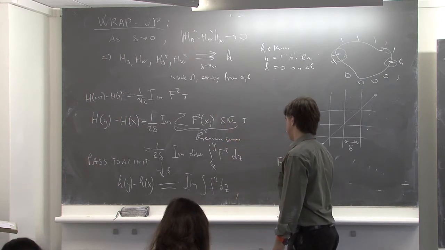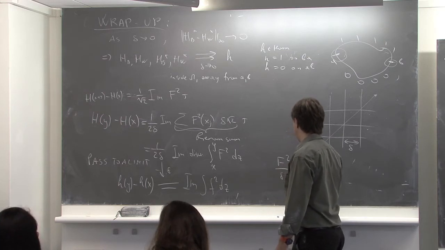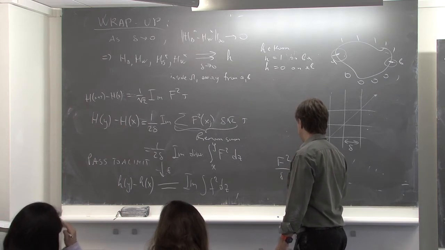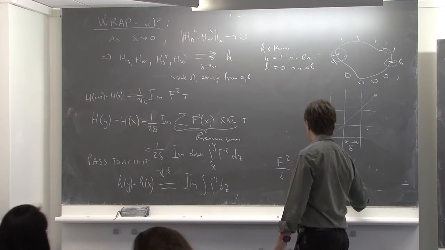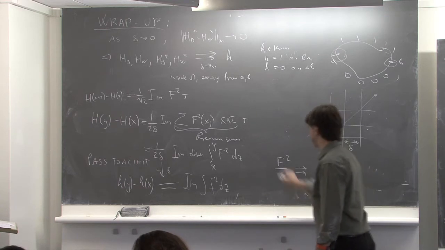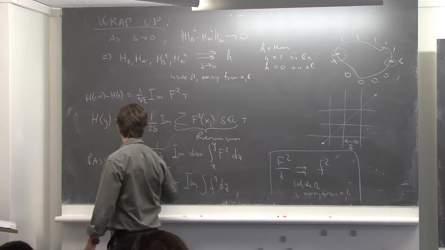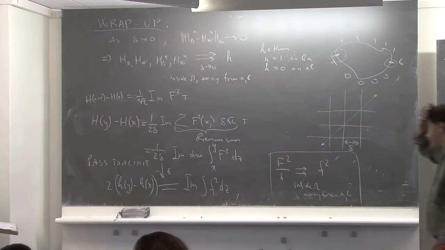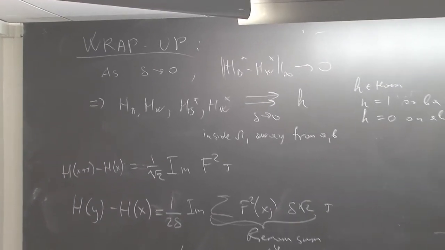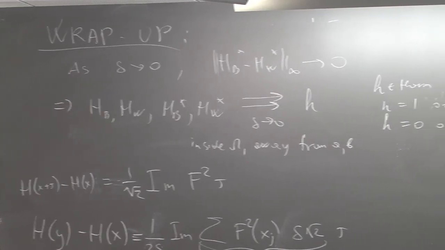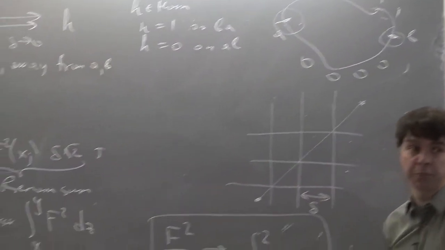where f squared over delta will converge inside omega away from A B to the point f squared. Let me just move 2 to the other side. So I think I will stop here because we'll discuss it more next week, because this is informally what happens.